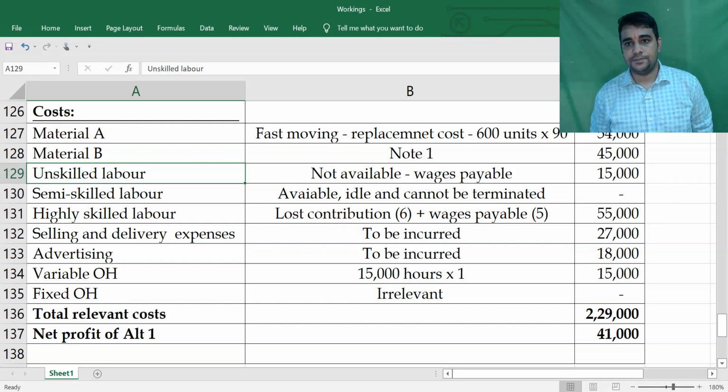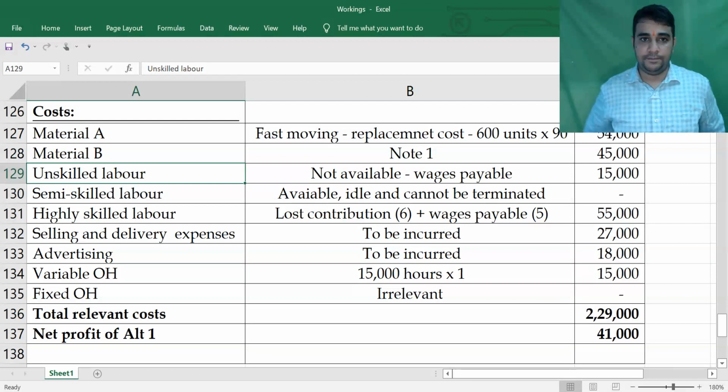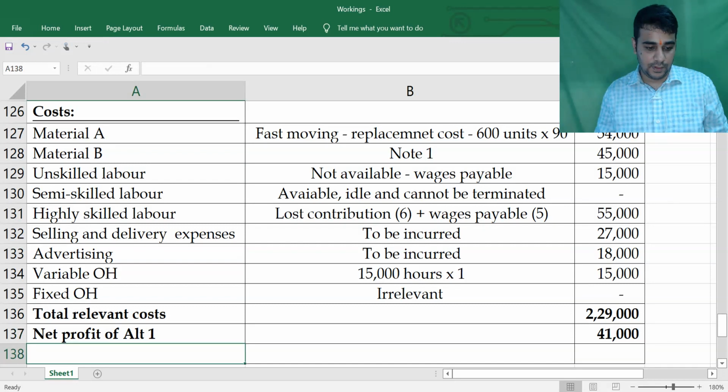Any doubts on this? Clear? So you will make a net profit of 41,000 in alternative 1. Clear? Any doubts? Next.